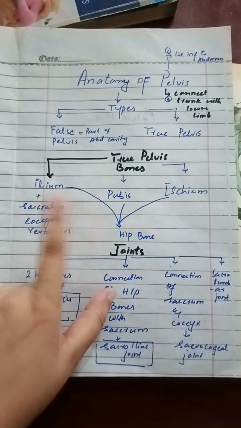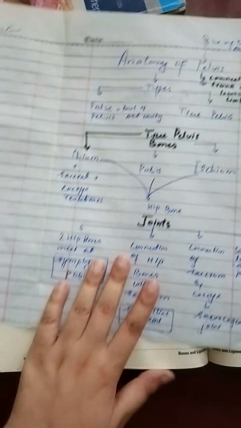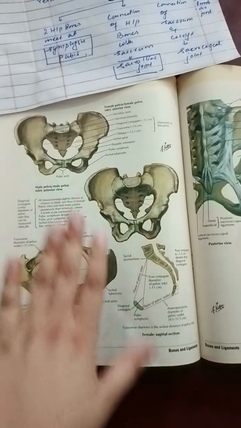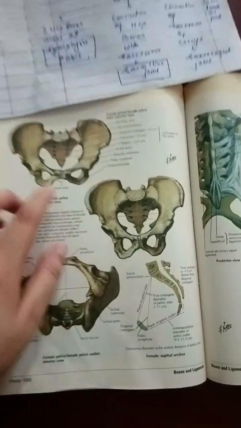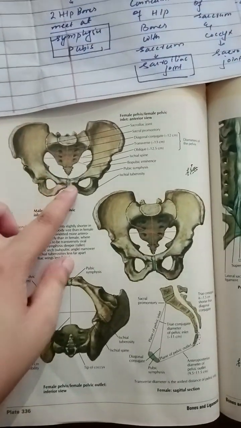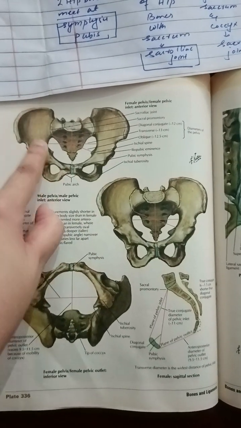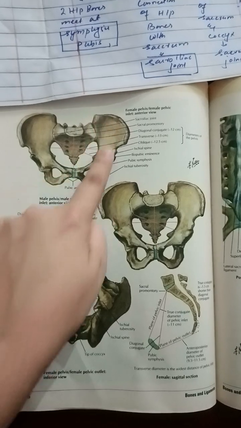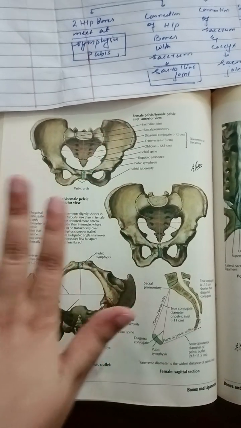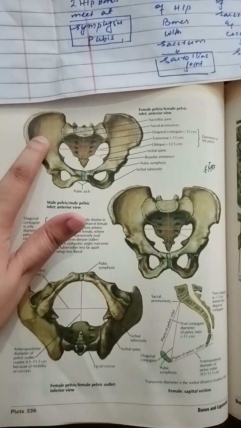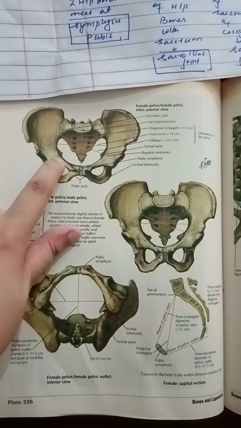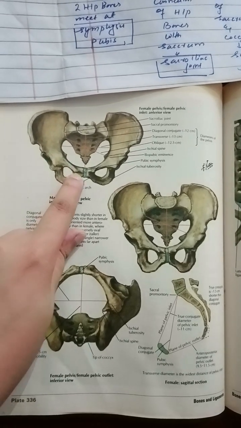And now we are going to discuss those bones. This is basically the pelvis. In this pelvis, these are the hip bones. This is one hip bone, this is the second hip bone, and each hip bone further consists of the ilium. This is the pubic bone, and this is the ischium bone.